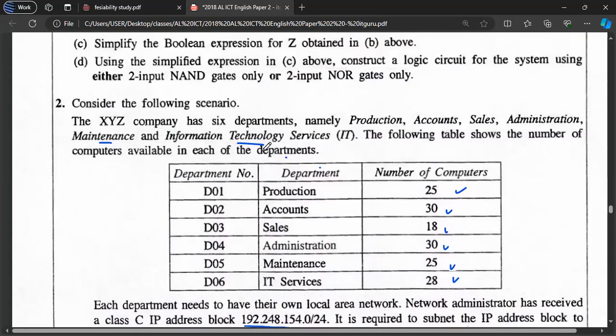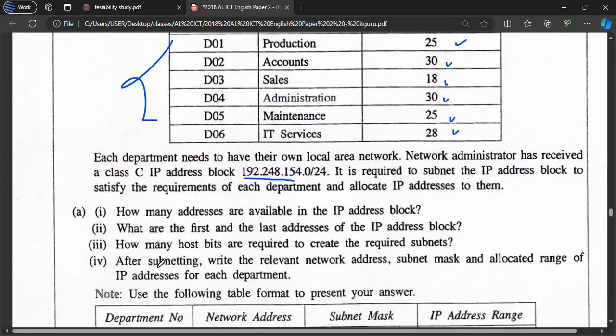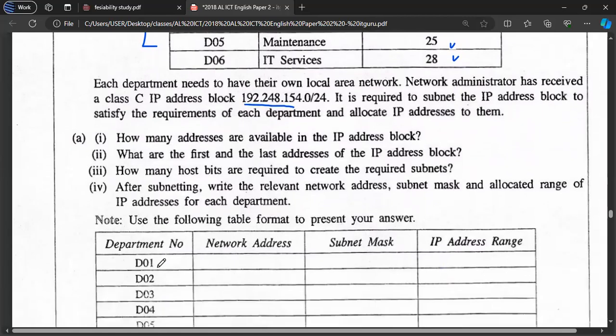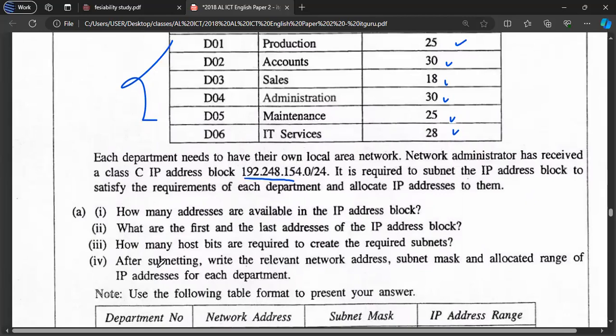Here they have clearly stated that the XY company has 6 departments, namely production, accounts, sales, administration, maintenance, and information technology services. So you are required to create 6 subnets. They're asking how many host bits are required to create the required subnets. So 6 subnets are required here.